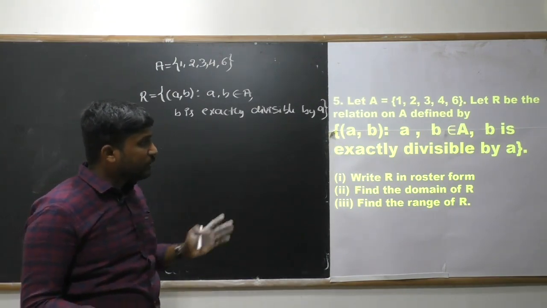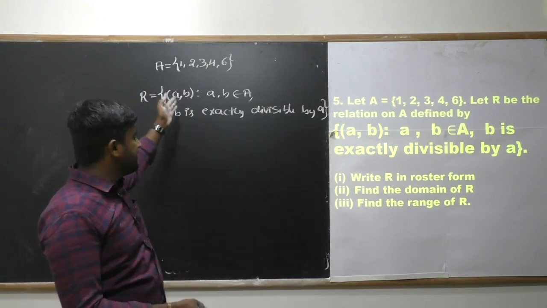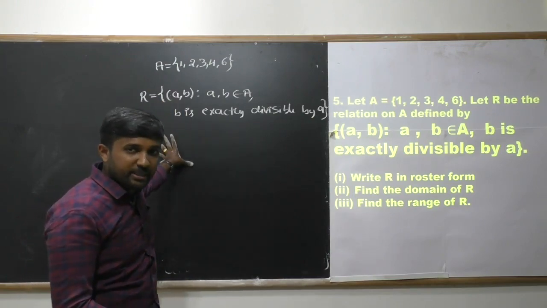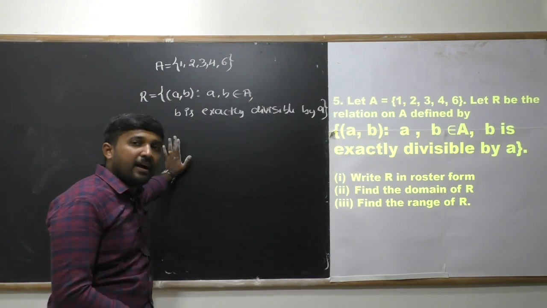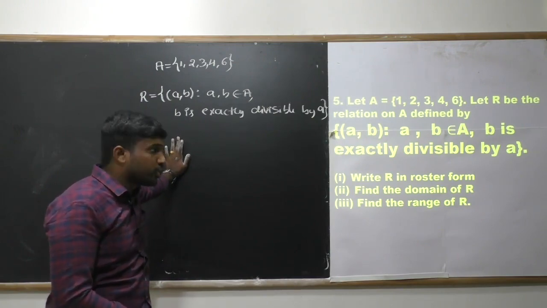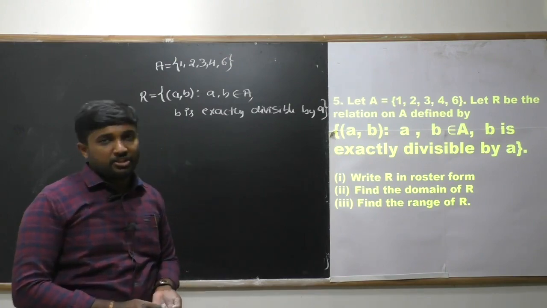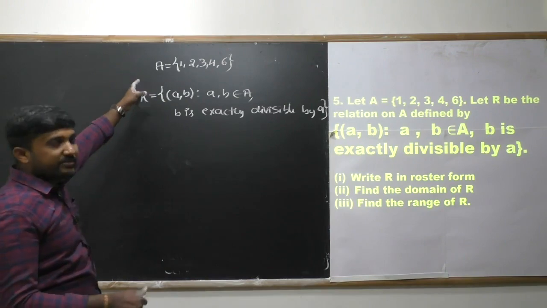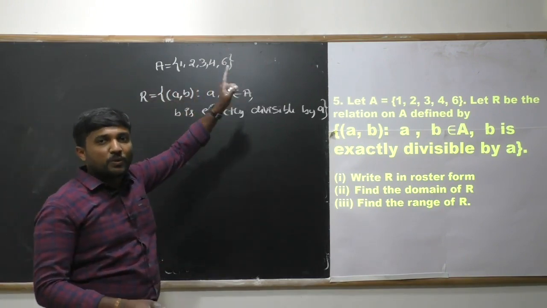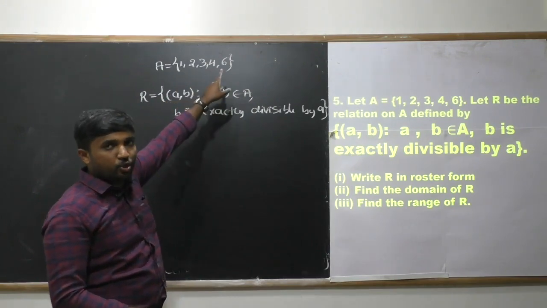What is the given question? We have to find the roster form of this relation R. It is given in set builder form. Now we should write all the elements of this relation R and express it in roster form. Then we should write its domain and range. Okay. What are the elements of the set A? 1, 2, 3, 4, 6. Sorry, 5 is not there.